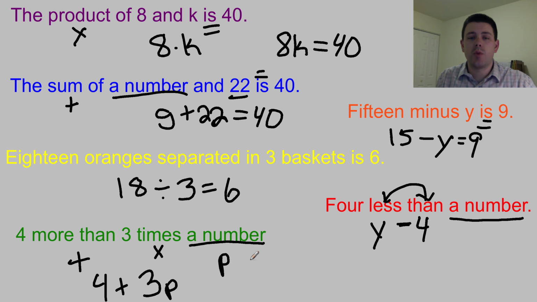So this is a two-part problem. We're not only multiplying our number times 3, but then we're also going to add 4 to it. But if you can read each statement and pull out those key words, it tells you whether you're going to add, subtract, multiply, divide, then plug each of your pieces into the right spot. Remember that key for your equal sign is the word is.